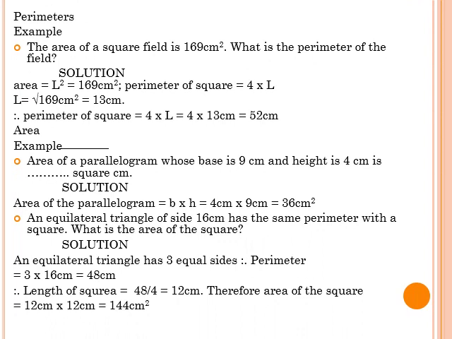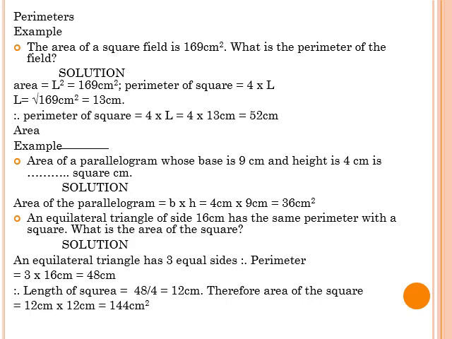This example here says the area of a square field is 169 centimeters square. What is the perimeter of the field? So we write down our parameters before solving it.